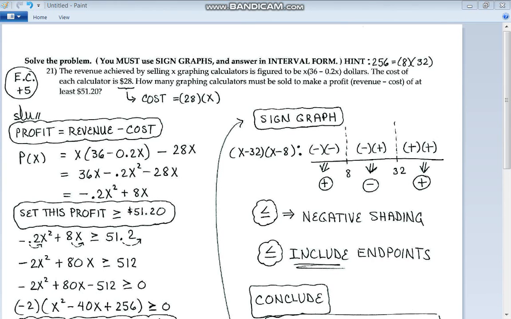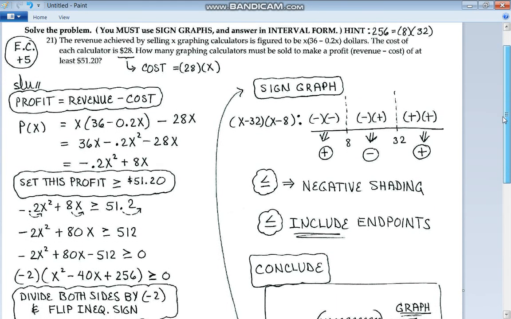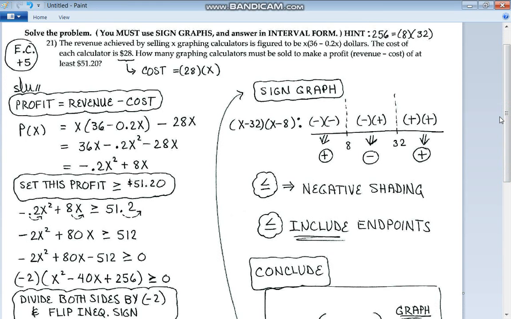We have question number 21. It's an extra credit problem. You must use sign graphs and answer in interval form. Here's a hint, 256 equals 8 times 32.